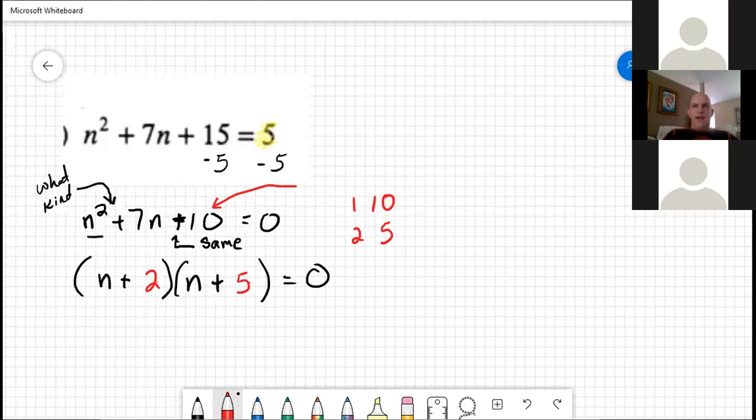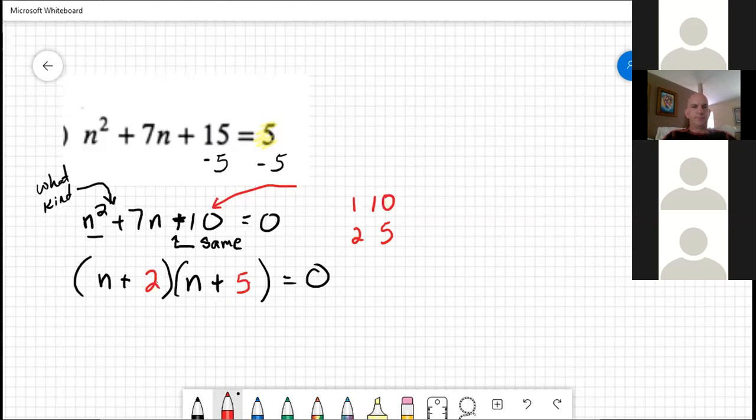Now that we have this factored, what do I need to do with those two binomials? Courtney, I'm going to come to you and see if you know this. Okay, so what you do is you separate them into n equals -2, and then n equals -5. That's so we're going to separate them, because if they multiply together to equal 0, then at least one of them has to equal 0, right?